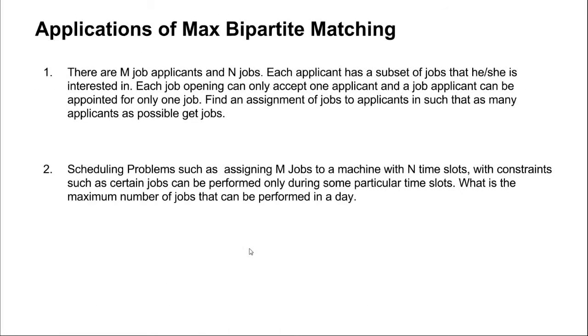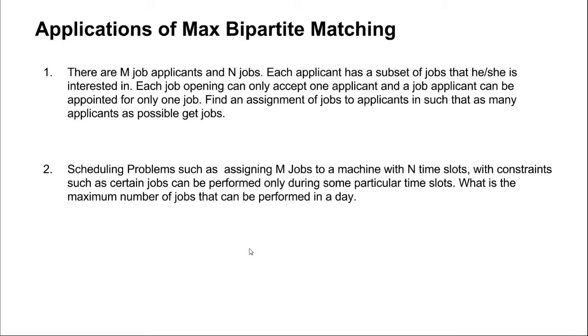Now, the applications of max bipartite matching. One of the many applications: there are m job applicants and n jobs. Each applicant has a subset of jobs that he or she is interested in. Each job opening can only accept one applicant, and a job applicant can be appointed for only one job. Find an assignment of jobs to applicants such that as many applicants as possible get jobs.